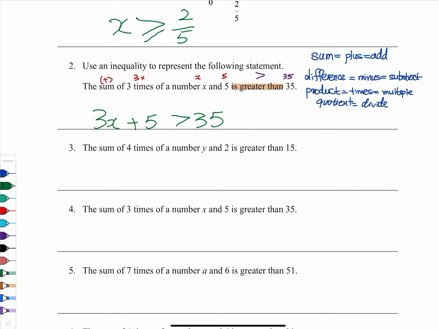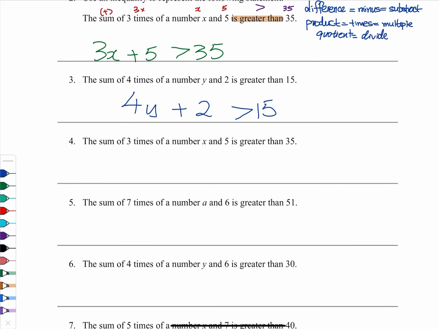Now the next one is actually similar. You can try on your own. So the sum of something something, 4 times y, so 4y, and 2 is greater than 15. Always write the number in front and then the unknown. Don't write y4, even though that also translates as y times 4, it's a habit to have the number in front. Okay, next, the sum of something something something. What's the something something? 3 times x, and 5 is greater than 35.